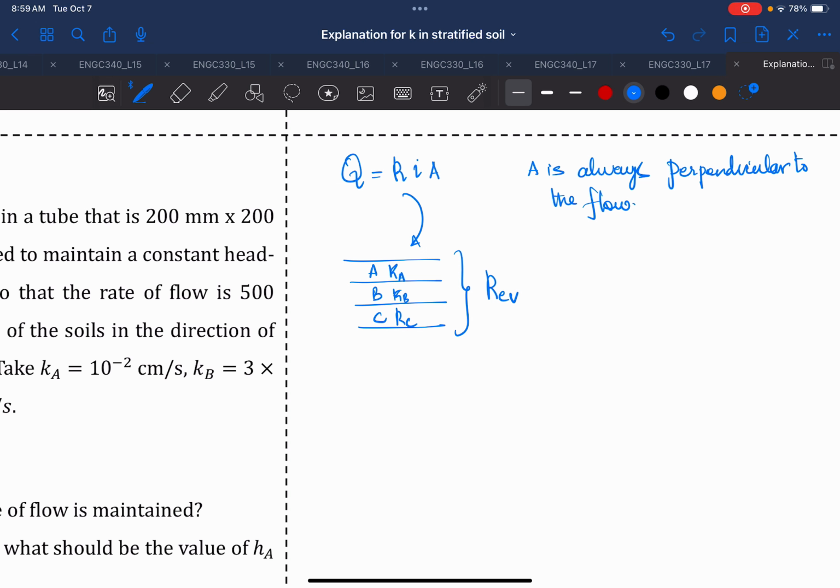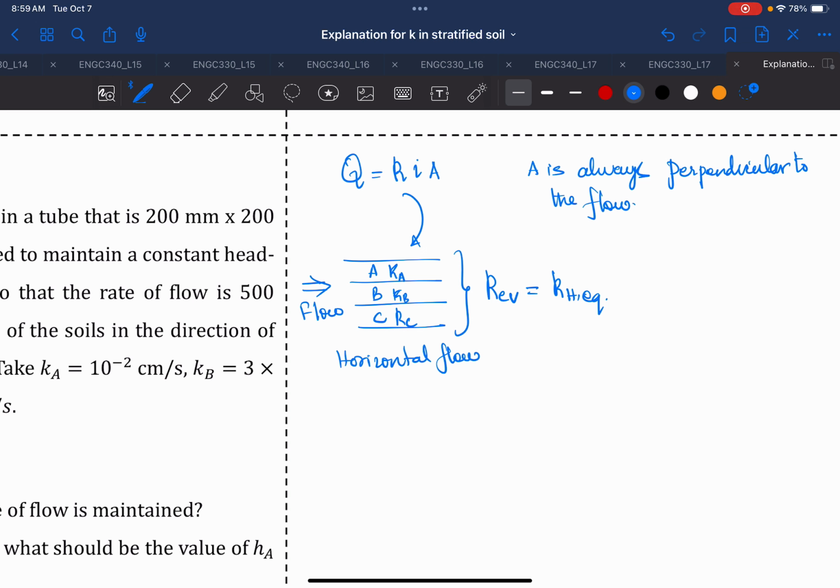So for that, we need to look at the direction of the flow. If the direction of the flow is parallel to the layer of soil, then we will have to calculate what is called KH equivalent, which means that it's a horizontal flow. And you can also think of it in this way, that if your flow reaches all the layers of the soil at the same time, then that is your horizontal flow.